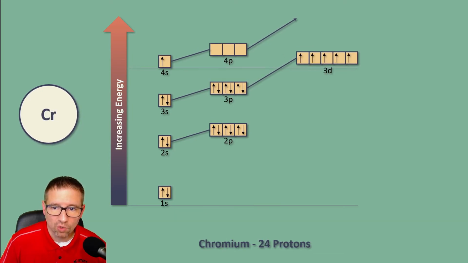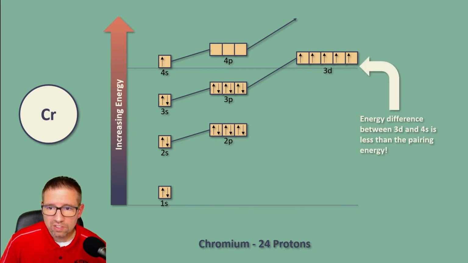Now, by the time we get to chromium, you'll notice this is our first exception. All of a sudden, instead of putting 2 in the 4s, it fills up this 3d orbital instead. And the reason for that is because now the energy difference between 3d and 4s is close enough that it's actually less than the pairing energy. In other words, it would take a little bit of energy to pair those. They become so close to the same that the pairing energy is actually more than the difference in energy between the 3d and 4s.